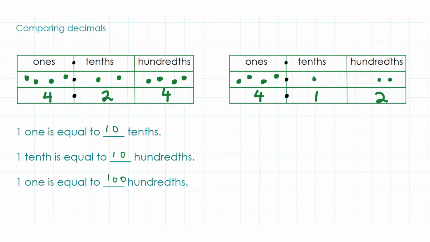So we're going to compare the ones, and what do you notice? We have 4 ones here and 4 ones here. They're the same. So we cannot say yet which number is bigger, which number is smaller. So now we're going to look at the 10th digit, the next biggest value. Here we have 2/10 and here we have 1/10. 2/10 is greater than 1/10. So 4.24 is greater than 4.12.